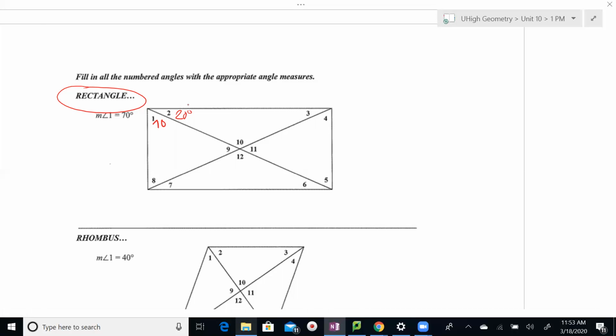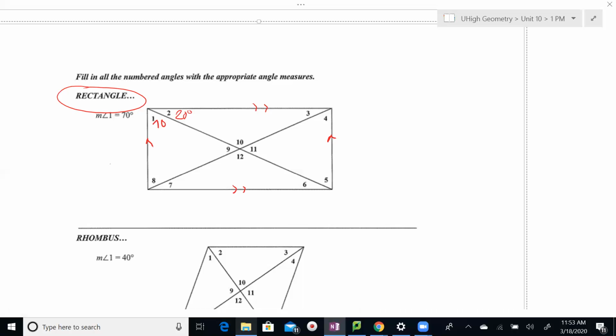Well, what else do I know about a rectangle? Well, I know a rectangle is a parallelogram. So I can also add on here that I know the opposite sides are parallel. Well, what does that tell me? How does that help me in figuring out the rest of these angles?